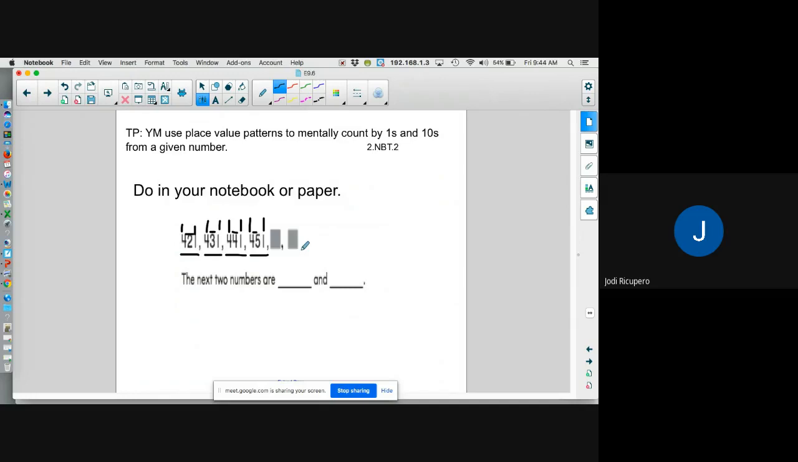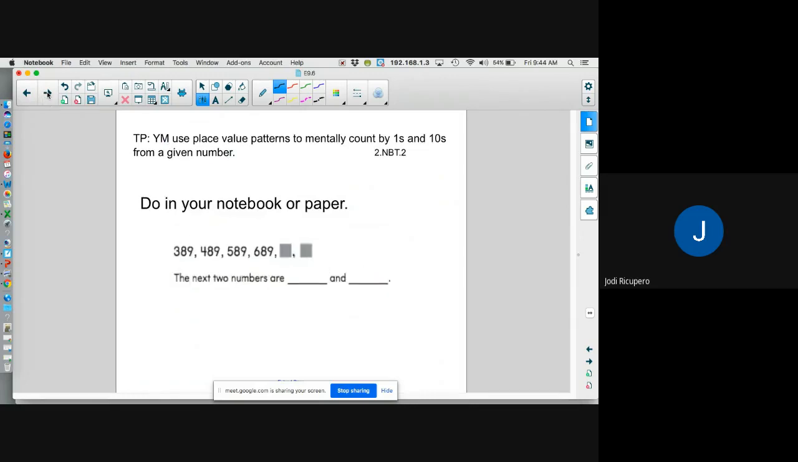421, 431, 441, 451, and the next two numbers are 461, 471. Just do this one in your notebook. This one isn't in your workbook. Do this on paper. All right, guys.